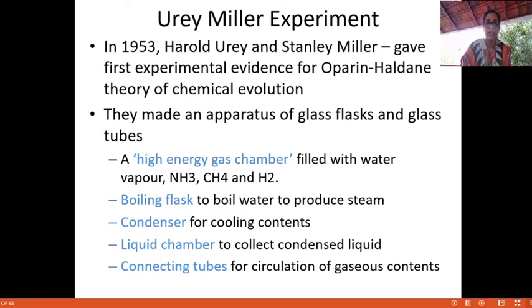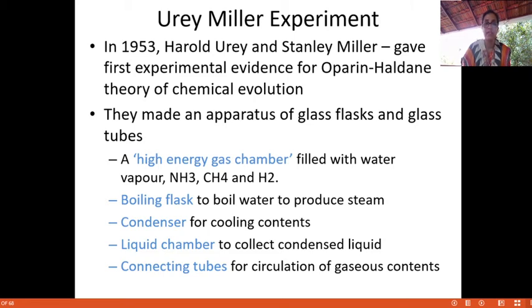Now Oparin and Haldane's theory was only a hypothesis when they proposed it. That is, no one was able to prove whether Oparin and Haldane's theory is possible. But in 1953, it was Harold Urey and Stanley Miller who gave the first experimental evidence for Oparin and Haldane's theory of chemical evolution. They had an experimental setup and they were able to synthesize simple organic compounds from inorganic compounds. Let us look at how their experiment was conducted.